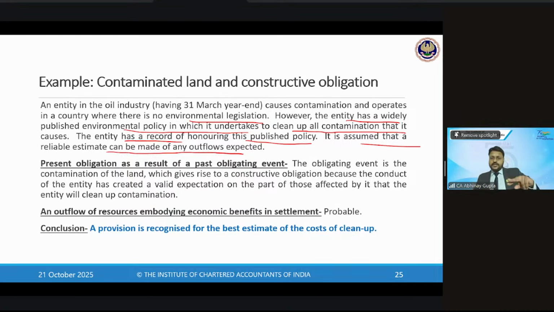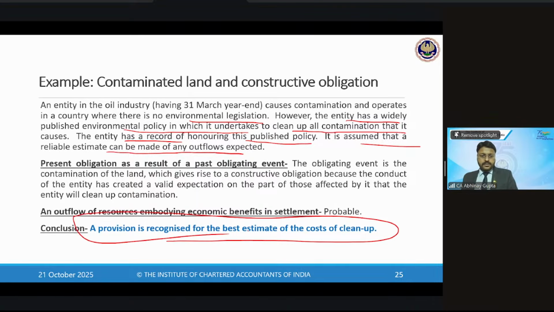So past event plus constructive obligation means probability of outflow is there. Yes or no? Since outflow is probable, and reliable estimate factors can be measured, provision will be recognized for the cleanup, correct?